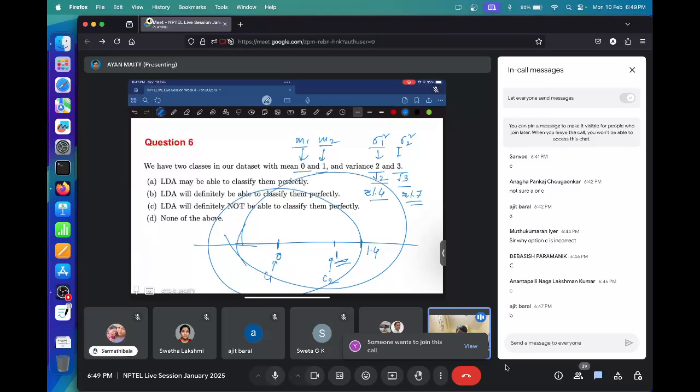So both the classes would obviously overlap with each other. If the classes overlap with each other, LDA is a linear discriminant analysis. It's linear, it will form a linear decision boundary. It will not be able to classify them perfectly if the classes overlap with each other.